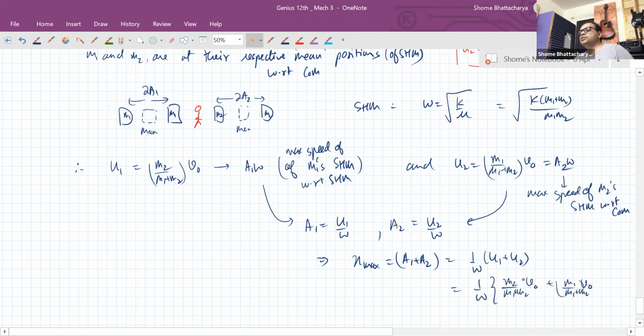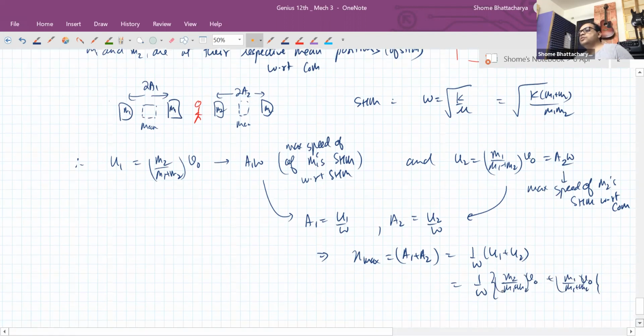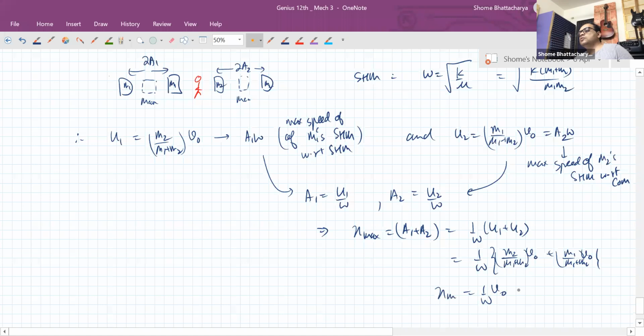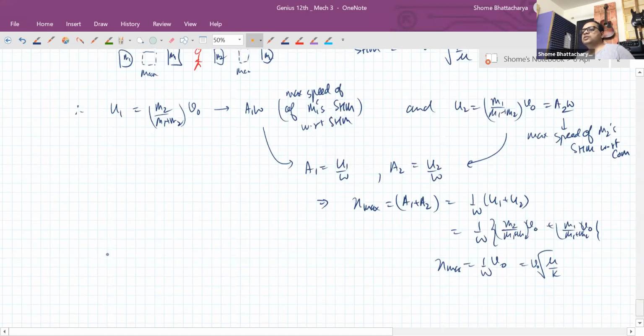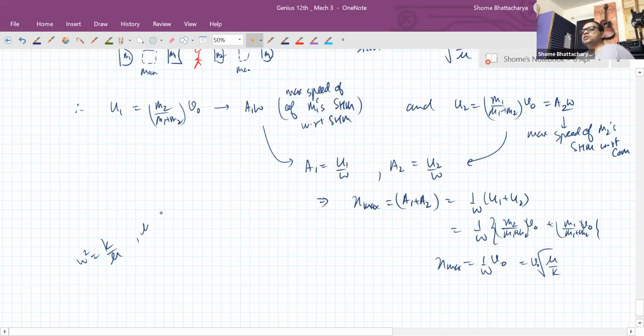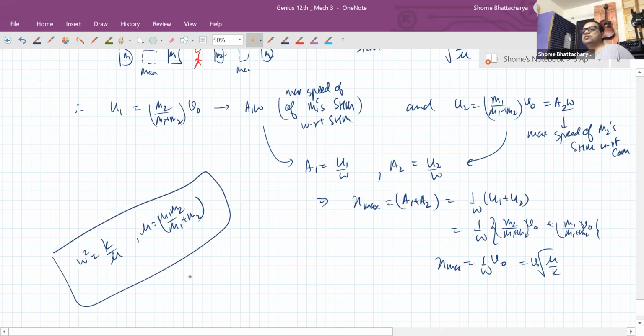Is the relative velocity, that way also you can see. So obviously that has to be V naught. So it is nothing but 1 by omega into V naught, and that is nothing but square root of mu by K. Because omega square was K by mu, where mu is M1 M2 upon M1 plus M2. So this whole thing is an SHM derivation.